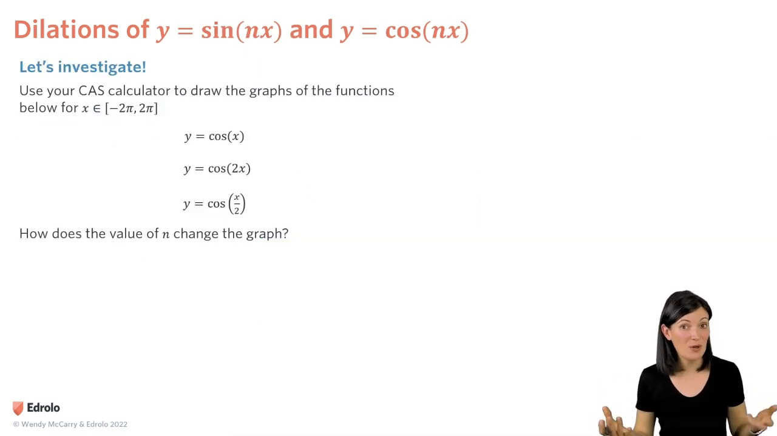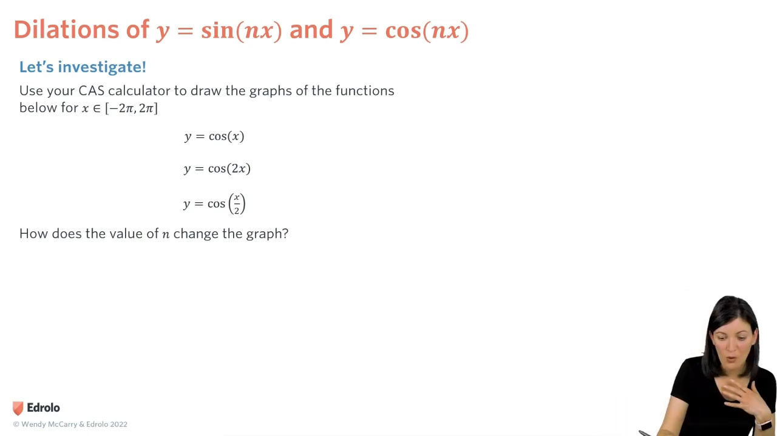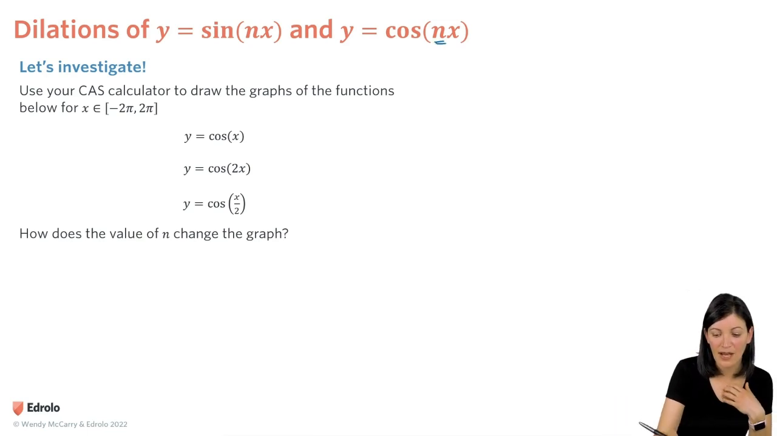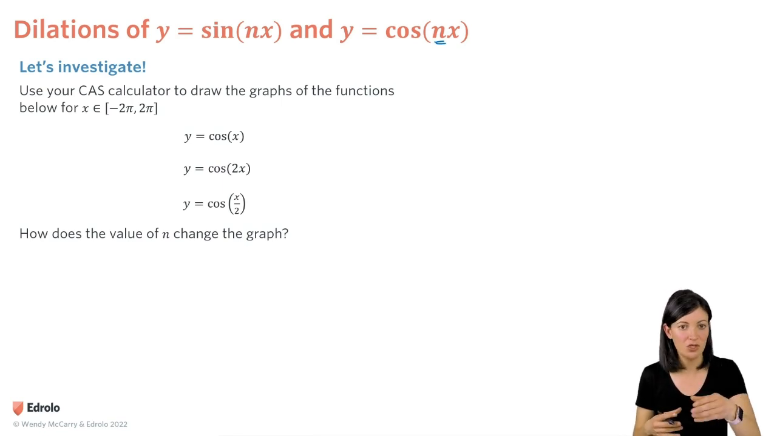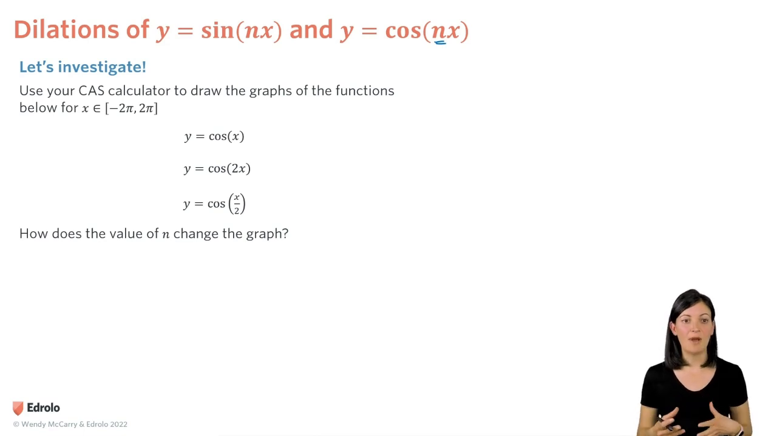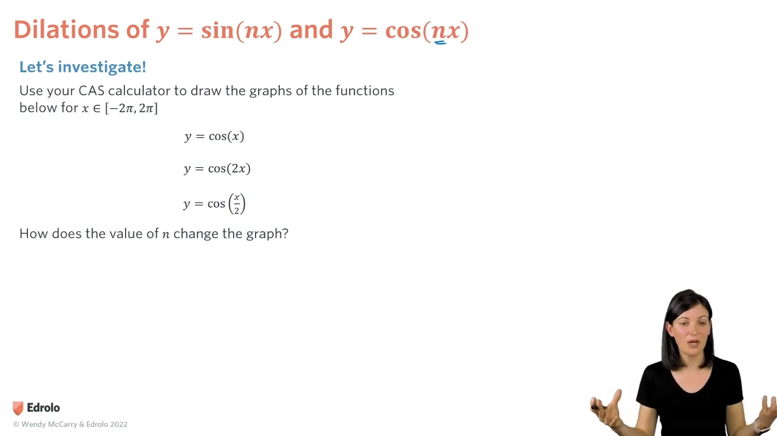Okay, so this time we're going to investigate again. We're going to look at cosine this time, and we're going to look at what happens when you have a coefficient in front of the x. So cos of 2x, cos of 3x, cos of a quarter x. I've given you 3 functions there. Similarly, I want you to practice graphing those functions on your CAS calculator, and then I want you to try and write down what you think the value of n does to the function.